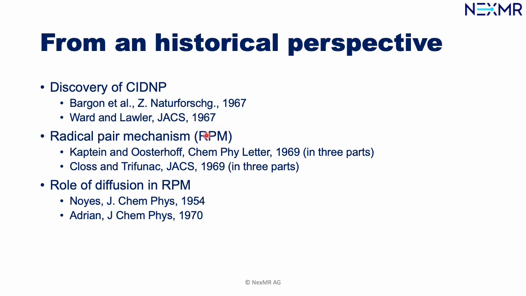And what happened independently as well is that two years later, two different groups solved the radical pair mechanism in 1969, in different letters in three parts. In the description of the video will be the link to all the articles. Later came the role of diffusion in the radical pair mechanism, and this was introduced by Adrian in 1970, and this was based very heavily on the noise theory of diffusion published already in 1954. So you see, this is pretty much old science, but we still use it very much nowadays.